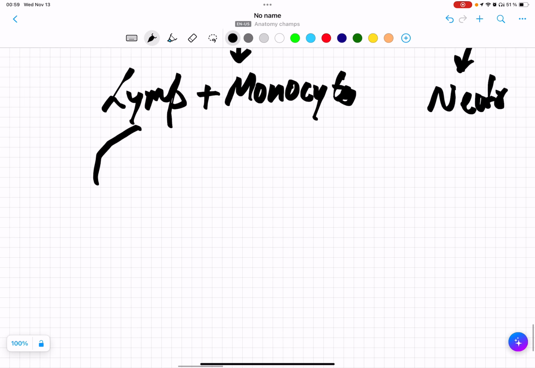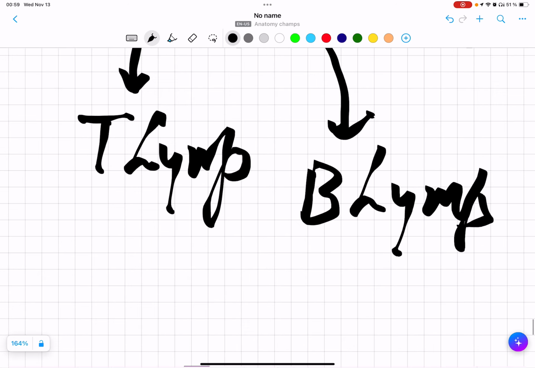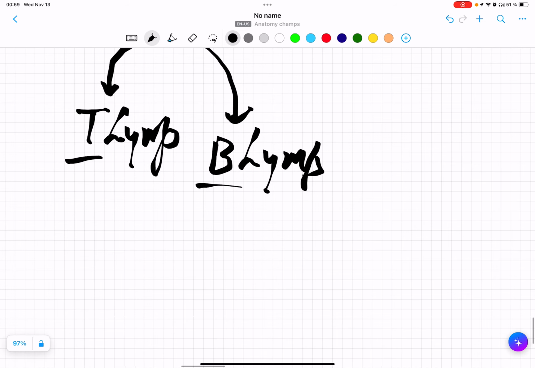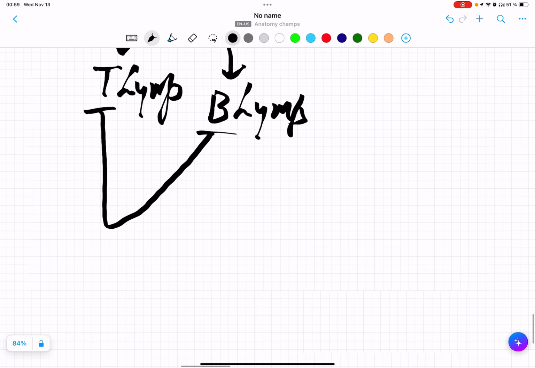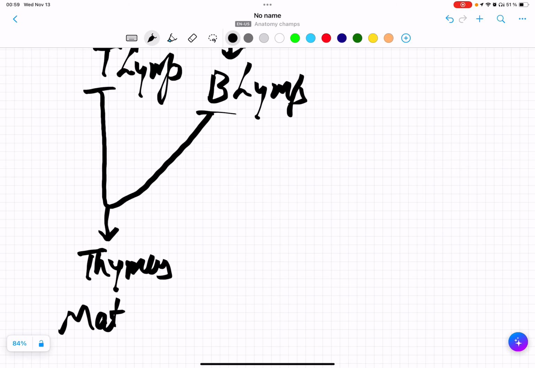Lymphocytes further comprise T lymphocytes and B lymphocytes. Let's start with our lymphocytes. Tell me, why do we have T and B lymphocytes? The reason is, both T and B lymphocytes develop where? In the thymus, but maturation of T lymphocytes takes place in the thymus.